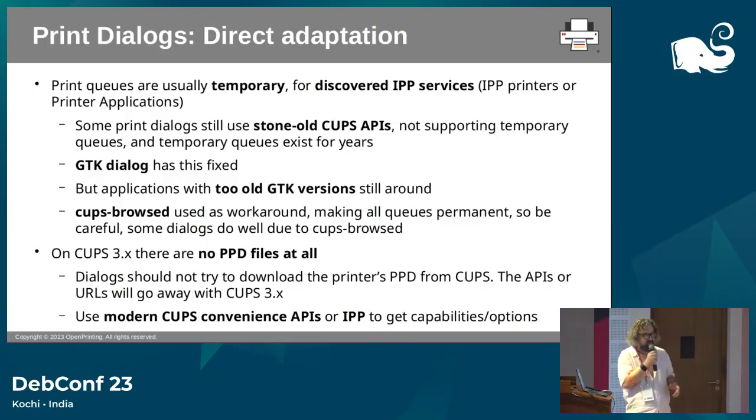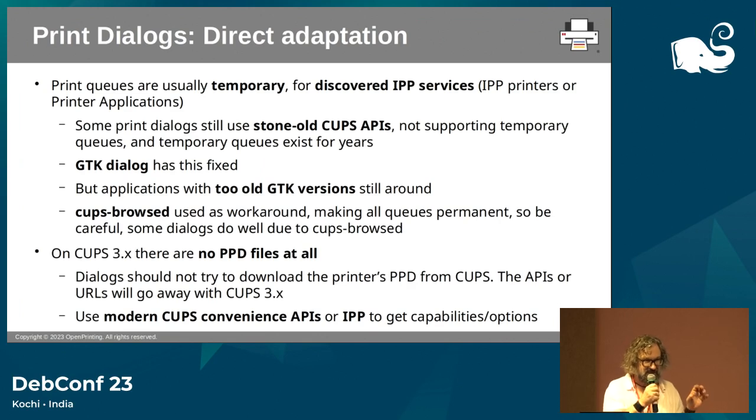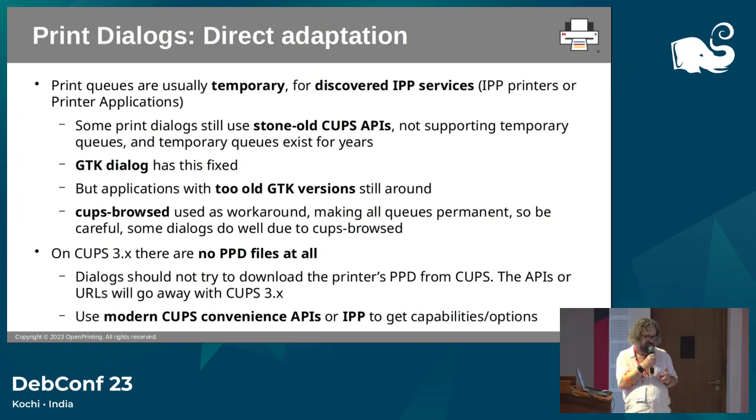So with this, now you know what the work of the printer setup tools is, to be able to switch over to CUPS 3.x. Another point for the new architecture is the print dialogs. The current print dialogs have many problems concerning the new architecture. The only print dialog which actually works with it correctly is the GTK print dialog. All the others have some problems.